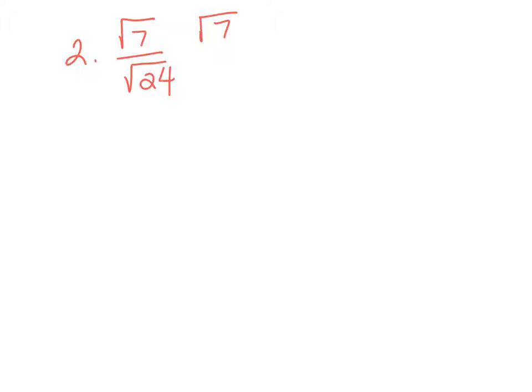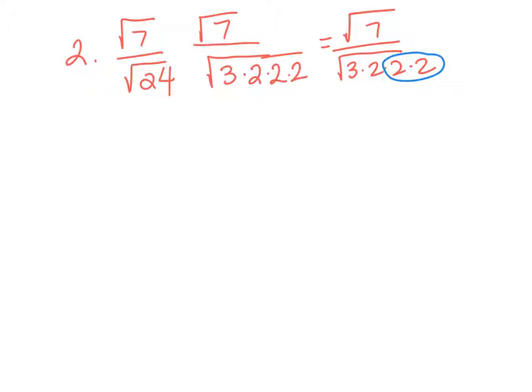Next, square root of 7 over the square root of 24. We simplify. We can't simplify the square root of 7. We definitely could break down the square root of 24 into 3 times 2 times 2 times 2. Notice that we have a pair of 2's. So anytime we have a pair, it can come out. So we'll write the 7, we're going to bring out the 2, and we will keep in the 3 times the 2.